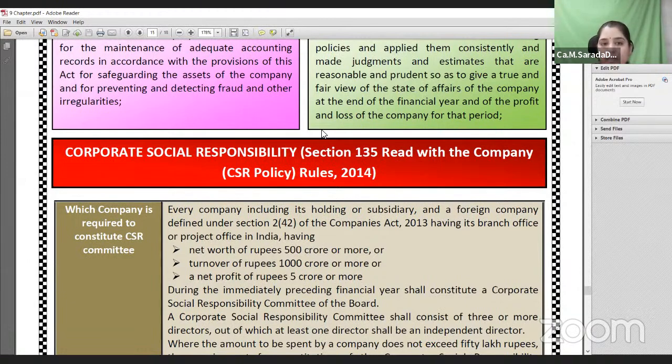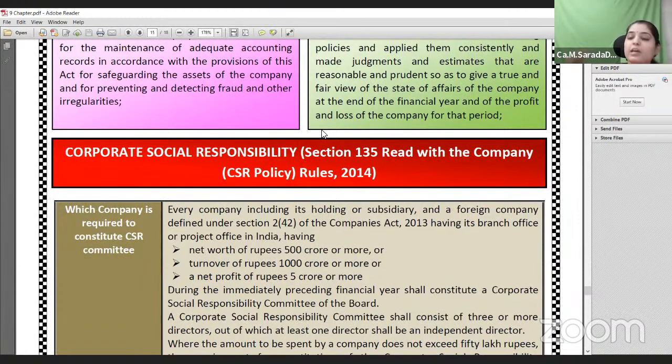However, according to the CSR policy rules 2014, the Companies Act has made it mandatory for the following companies to conduct social responsibility activities in India. Every company, including its holding or subsidiary or a foreign company, which is defined under section 2, subsection 42 of the Companies Act, having branch offices or projects in India and having net worth of rupees 500 crores or more, turnover of 1,000 crores or more, or net profit of 5 crores or more during the immediately preceding financial year, in such cases, those corporates should form a separate committee called the Corporate Social Responsibility Committee.